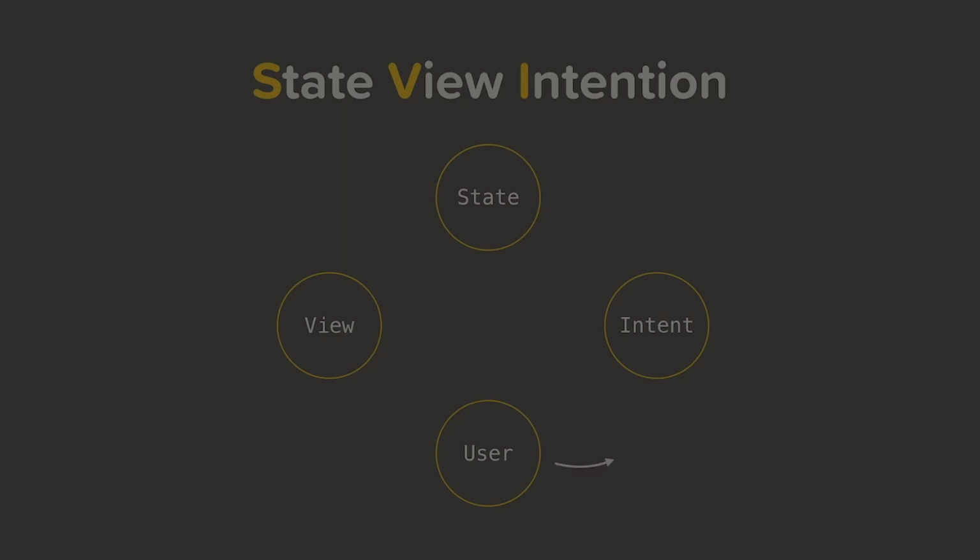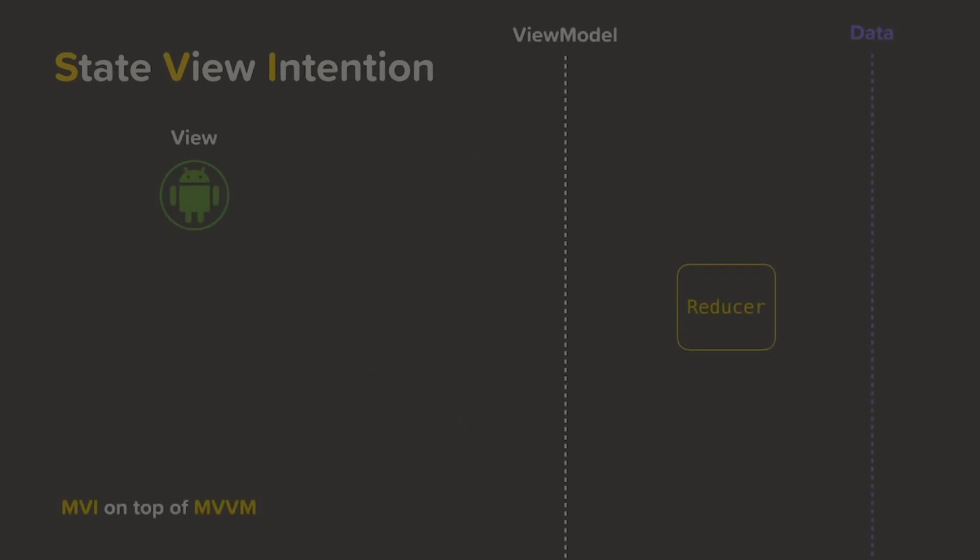The user intends to do something, and interacts with our view. The intent causes a change inside the state, and that state is then shown on the view, and this view is shown to the user. So any change in the state is only caused by an intention from the user. This is a basic depiction of the MVI pattern on top of MVVM.